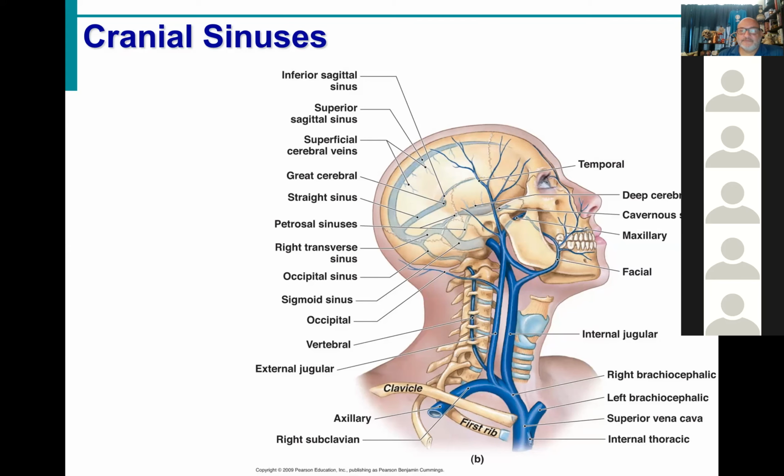For material exchange. Control pressure. Right. So yeah, absolutely. We need an exchange of a lot of materials, but remember, it's going to be the capillaries that do that. But you've got the right idea. Pressure is a major issue.